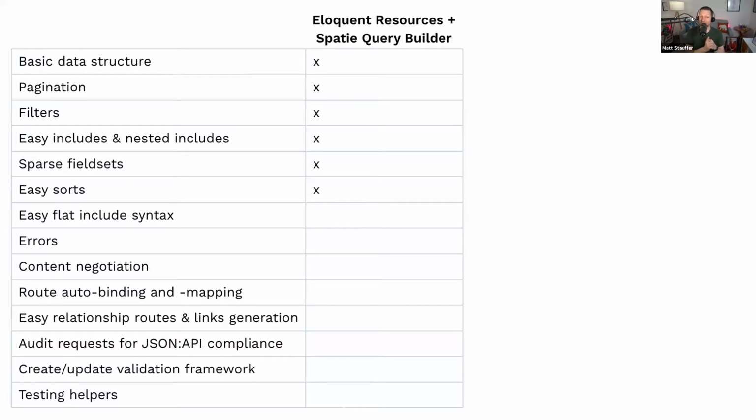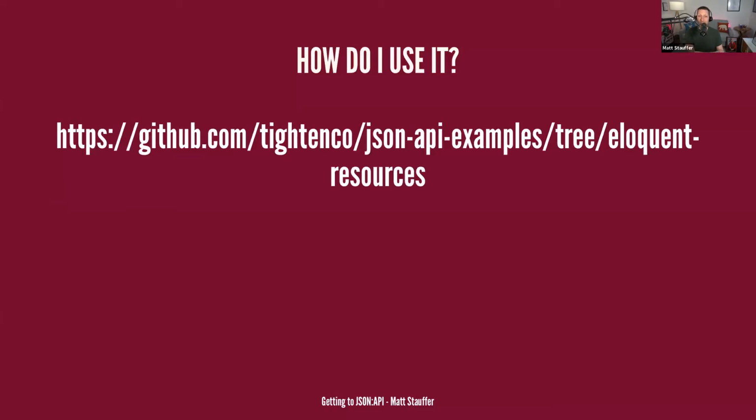But the easy flat include syntax and all the rest of these, errors, content negotiation, relationship routes, auditing your requests for JSON API compliance and throwing 400s if they're not compliant, all this stuff, we don't have any of those. So those things need to be built out on top of it. If you want to use it, once this resource is available, you'll go to github.com/titanco, JSON API examples, and then the Eloquent resources branch. Links to all available later.